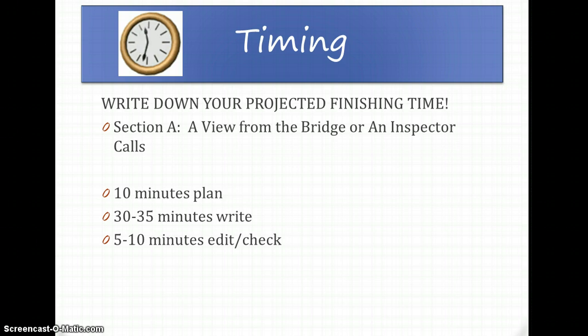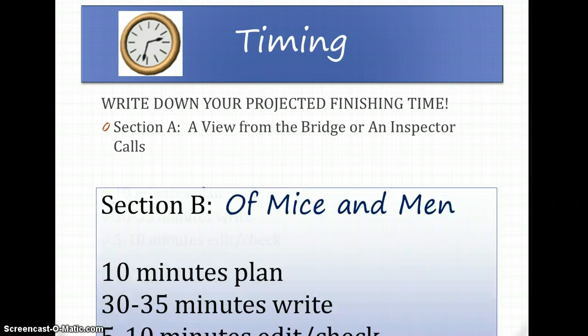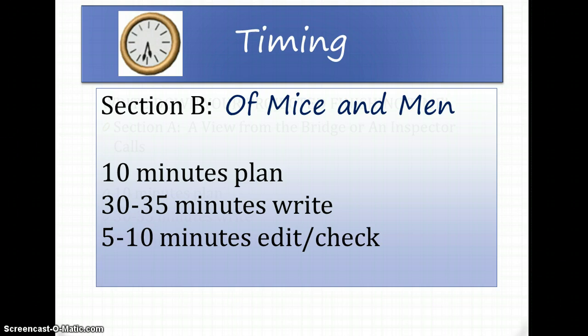So take 10 minutes to plan, 30 to 35 minutes to write, 5 to 10 minutes to check. Same thing for section B, which will be Of Mice and Men for most of you. So you have 10 minutes to plan, 35 minutes to write, 5 to 10 minutes to edit and check.